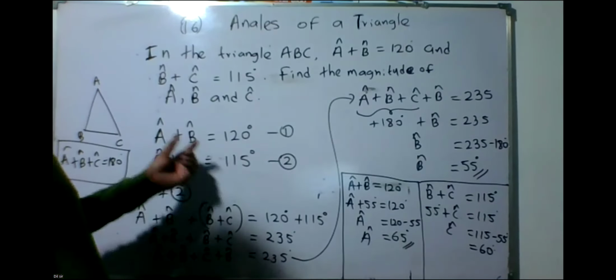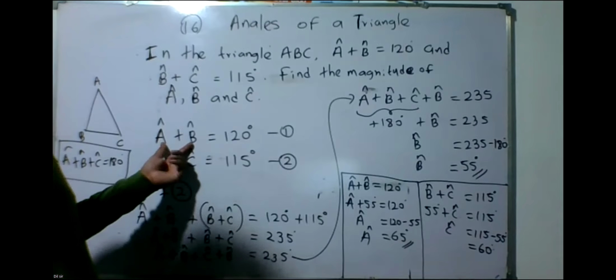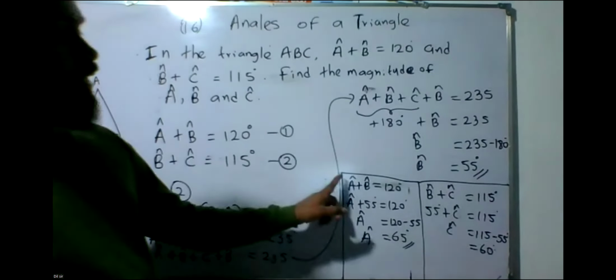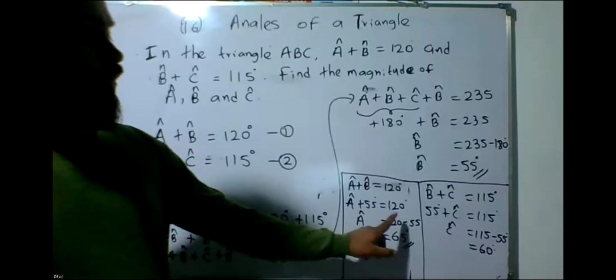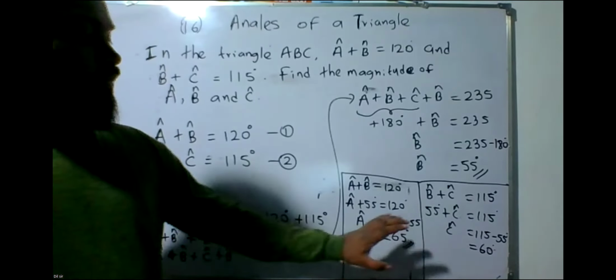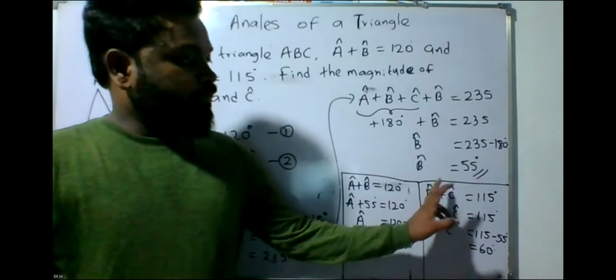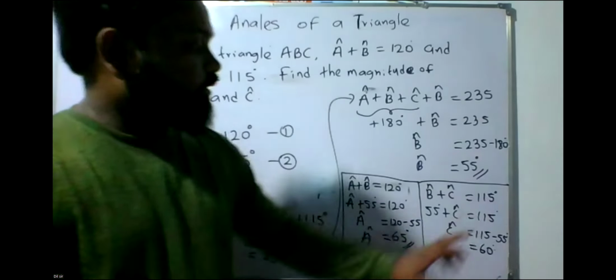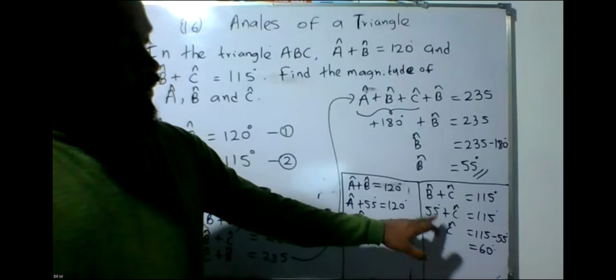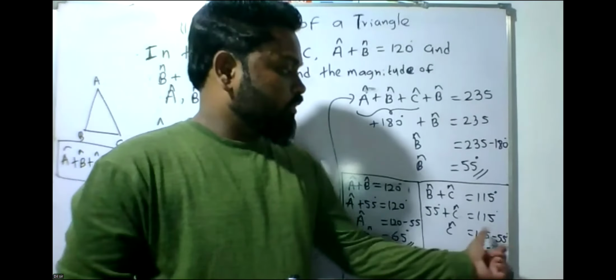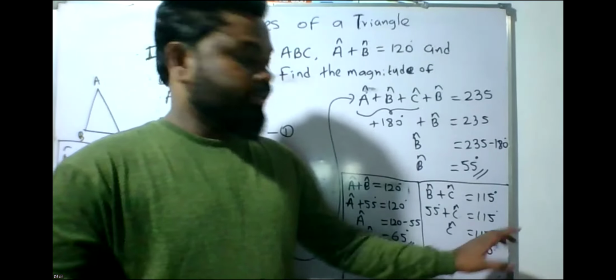B is 55, so from A plus B we can find A. A plus B is 120. A plus 55 is 120. A equals 120 minus 55. A equals 65. B plus C equals 115. B is 55 now. We bring this plus 55 to the other side. It is minus 55 now. 115 minus 55, it is 60.